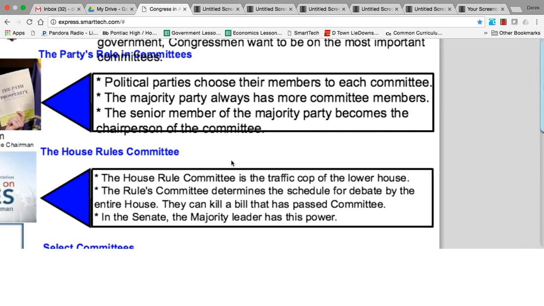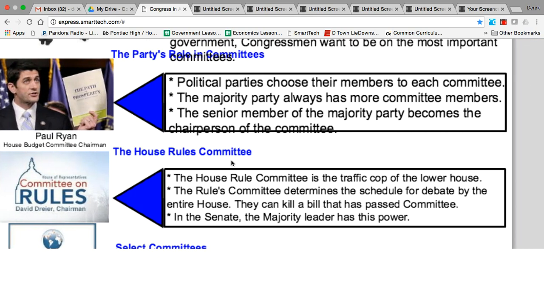Now, the big guy, the committee that you really want to be on, is the House Rules Committee. There is no committee more powerful than the House Rules Committee because it is the traffic cop of the lower house. No bills are going to be passed without the support of the House Rules Committee.